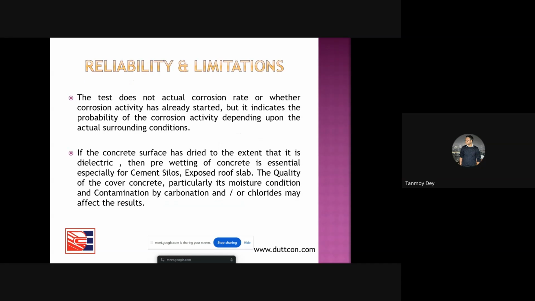This apparatus I have seen. Two half-cells are being created. The test does not give the actual corrosion rate or whether corrosion activity has already started, but it indicates the probability of corrosion. Just keep in mind, corrosion rate is very important. Sometimes one particular portion gets corroded faster over a period of time. So corrosion rate is very important, determining the life of a structure. There is some instrument with which we can understand the corrosion rate also.